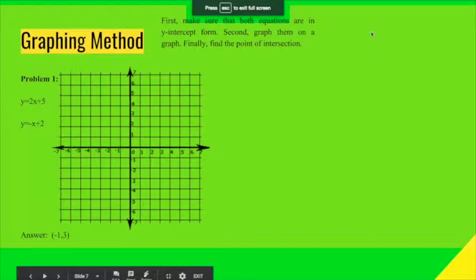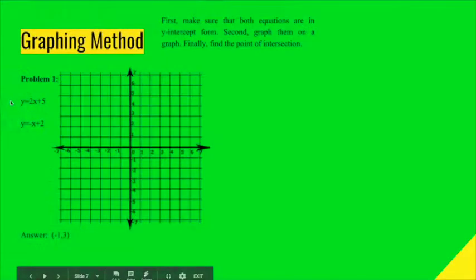Graphing method. So our equations are y equals 2x plus 5 and y equals negative x plus 2. So now we're going to graph both lines.